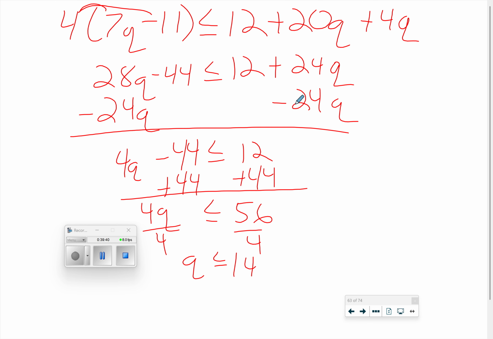Move the letters to the left. Subtract 24Q on both sides. 28 minus 24 is 4Q. Bring down the negative 44, bring down the 12. Move the number to the right here, add 44 on both sides. 12 plus 44 is 56. Then bring down the 4Q, divide by 4, and Q is less than or equal to 14.